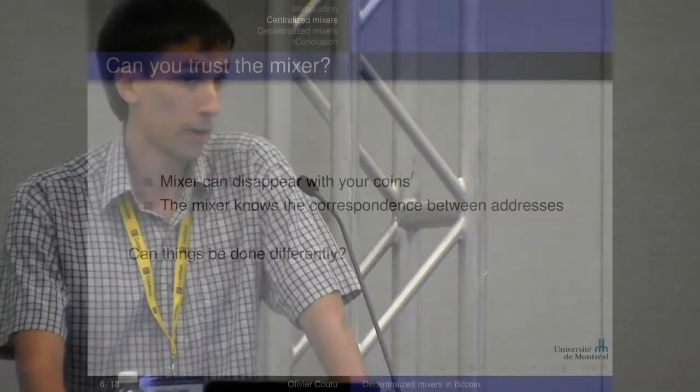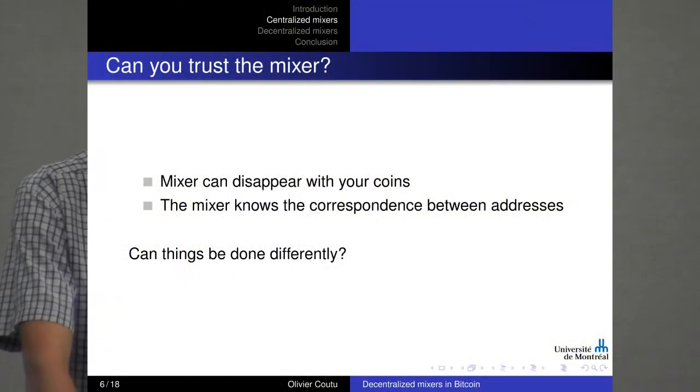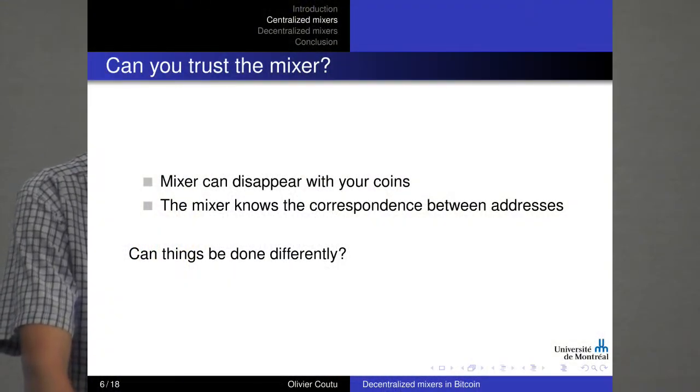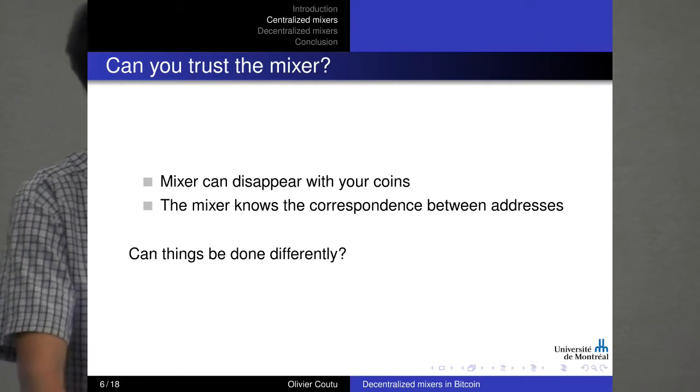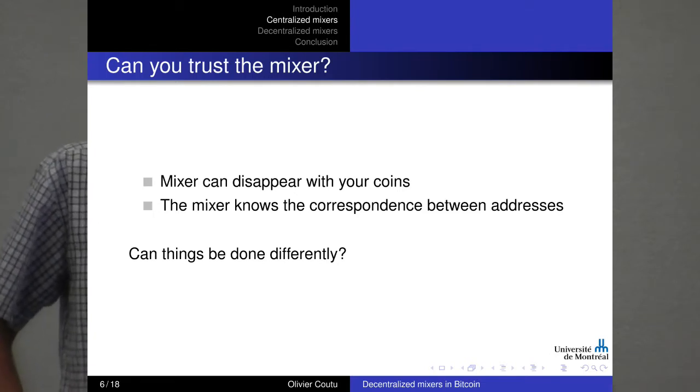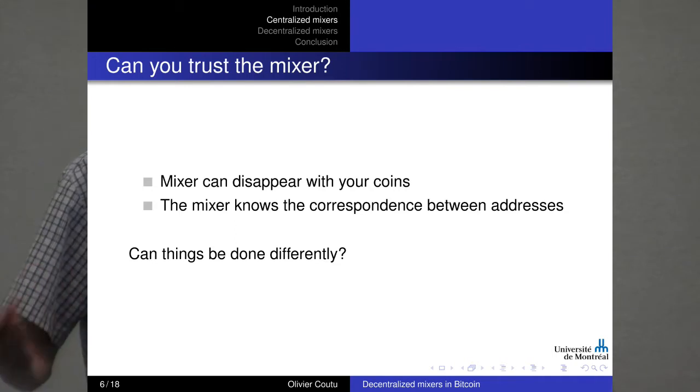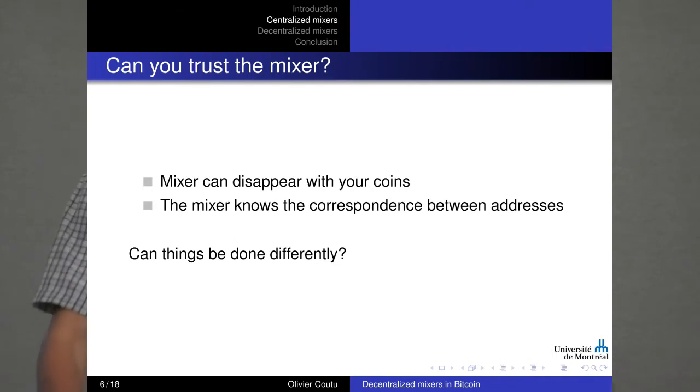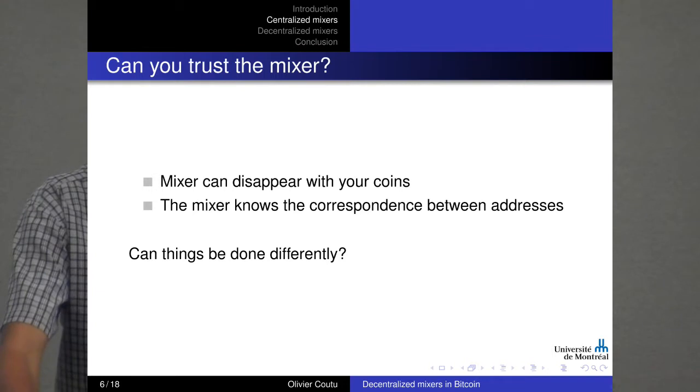Now, I find it quite ironic that the Bitcoin network is really built on the idea that you do not need to trust anyone. You don't need to trust your bank. You don't need to trust the Fed. You don't need to trust an escrow. And so you can really do everything on your own, except if you want to be anonymous. And if you want to be anonymous, you have to trust the mixer.